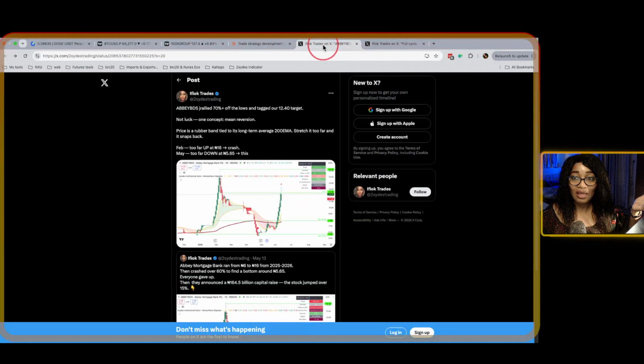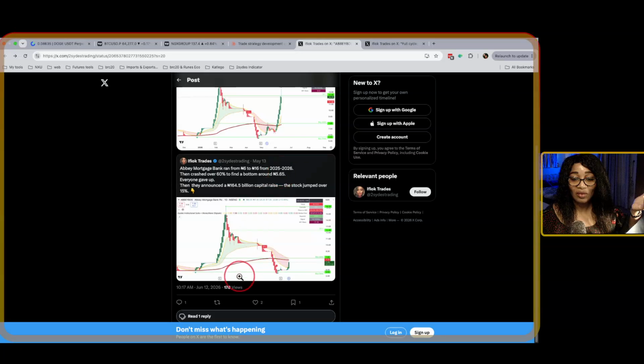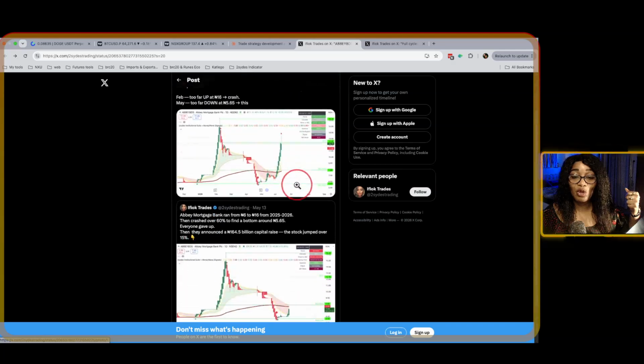If we go back here, if you notice, this was a pump, distribution happened, and then a major crash. It crashed under the 200 EMA, right? An area of opportunity, especially on the daily time frame. Then this area started accumulating again before it broke out and started pumping, and then we have this pump.